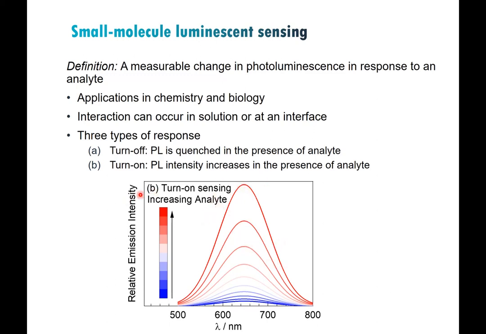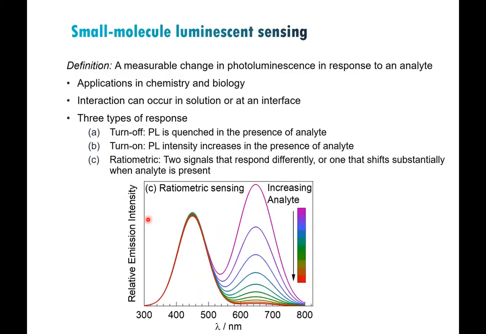So when you have a choice, turn-on is desirable, but the third type, which is in some ways even more desirable than either of these two, is ratiometric. And this has two flavors. The one that's shown here is the one that's more relevant to the type of stuff that we do, where you have two separate luminescent signals, and one of them is more or less constant in the presence of analyte, and one of them has a much steeper dependence on the analyte. And so then your readout is not the absolute intensity of either signal, it's the ratio between the two. And this constant one here serves essentially as an internal standard.